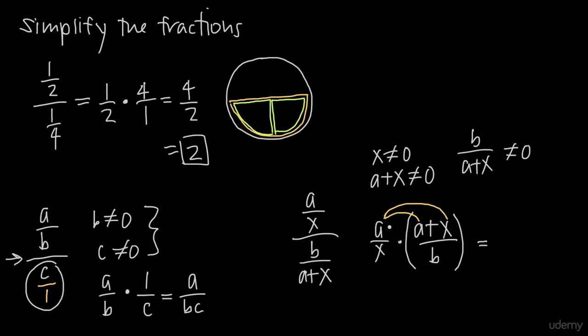Our result is going to be a times a, which we know is a squared. We leave the plus sign here, and then a times x is ax. We just distributed that a across the a plus x when we multiplied out the numerator. Now when we multiply out the denominator, we get x times b. We want to list our terms in alphabetical order, so we write bx. And this is the result of a over x divided by b over a plus x.